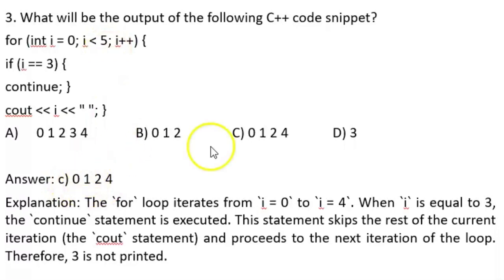The answer is C, 0, 1, 2 and 4, because the for loop iterates from i = 0 to i = 4. When i is equal to 3, the continue statement is executed. This statement skips the rest of the current iteration, the cout statement, and proceeds to the next iteration of the loop. Therefore 3 is not printed.